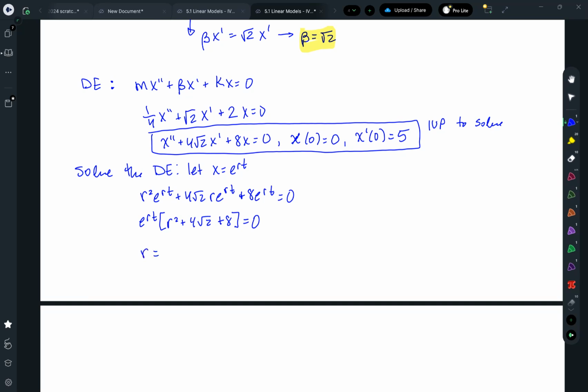So r is equal to minus b, which is minus 4 square root 2, plus or minus the square root of b squared. That will be 16 times 2, which is 32, minus 4 times 1 times 8, all divided by 2. So underneath the radical, I have 32 minus 32, which is 0. So this all simplifies down to a negative 2 root 2. So I have real repeating solutions.